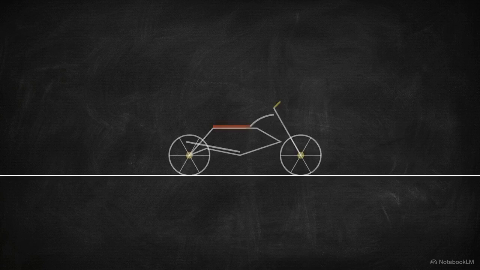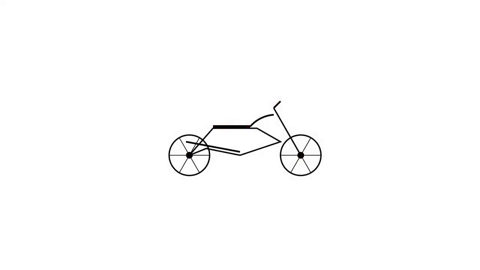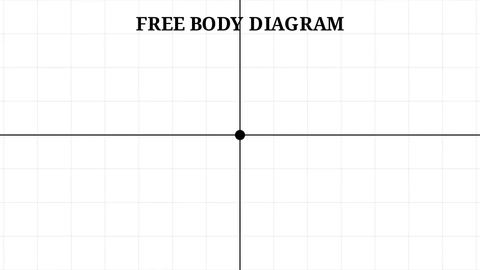To manage this complexity, we must isolate individual objects and strip away the physical environment. This abstraction is the free body diagram. It is a protocol that converts real-world physical interactions into discrete geometric representations.